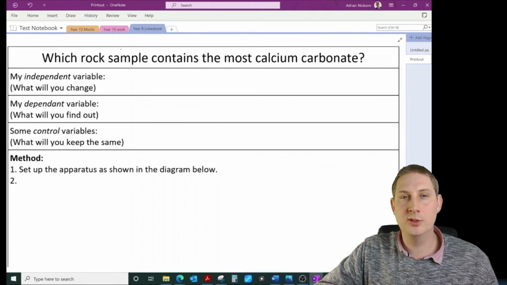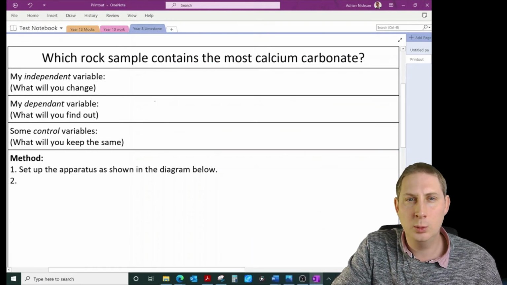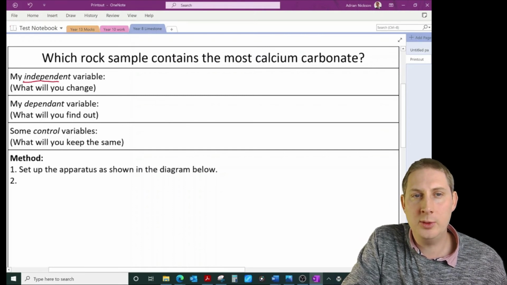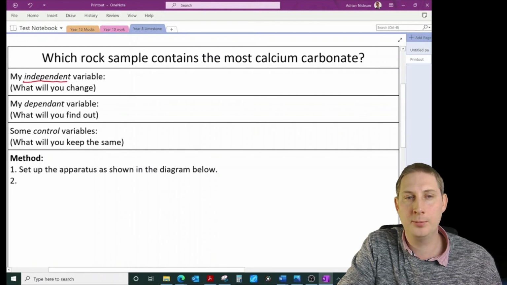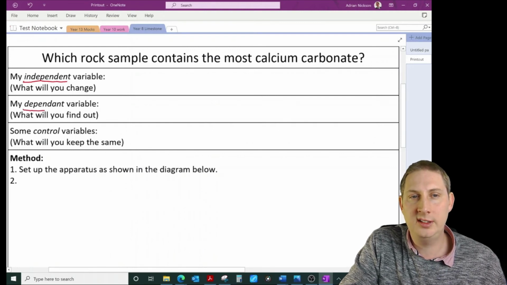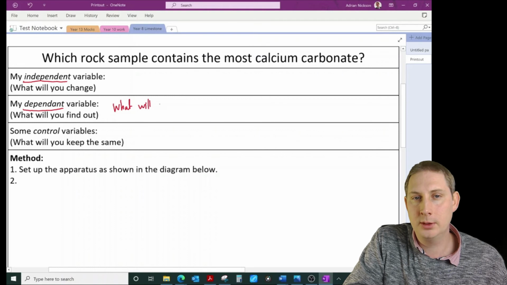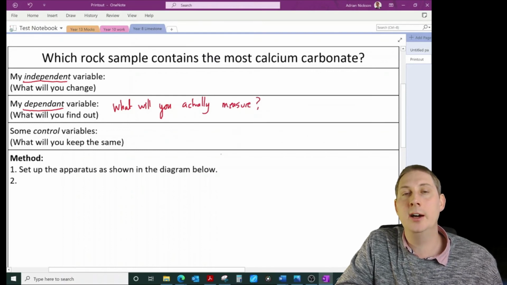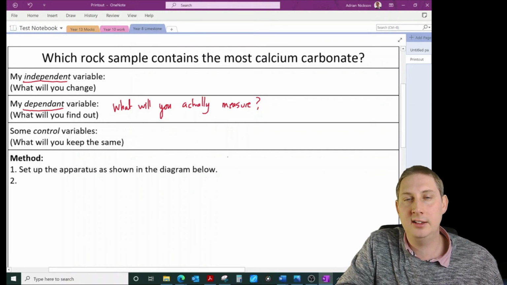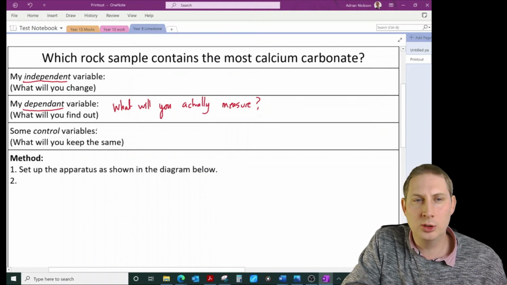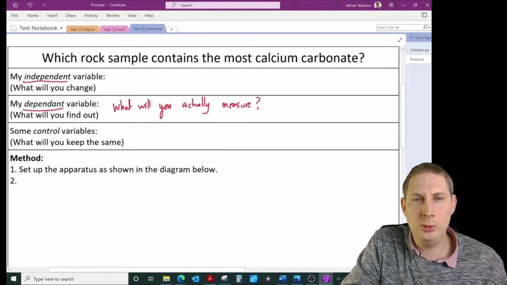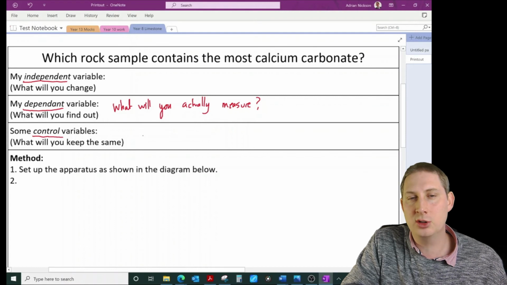So here's the planning grid that you've got to fill in this lesson. Firstly, what's the independent variable? What are you actually going to change in this experiment? Secondly, what is your dependent variable? What will you find out? What will you actually measure? You're not actually going to measure the amount of calcium carbonate in each limestone. But what are you actually going to measure in your experiment? What are your control variables? What do you need to keep the same? How do you make sure it is a fair test?